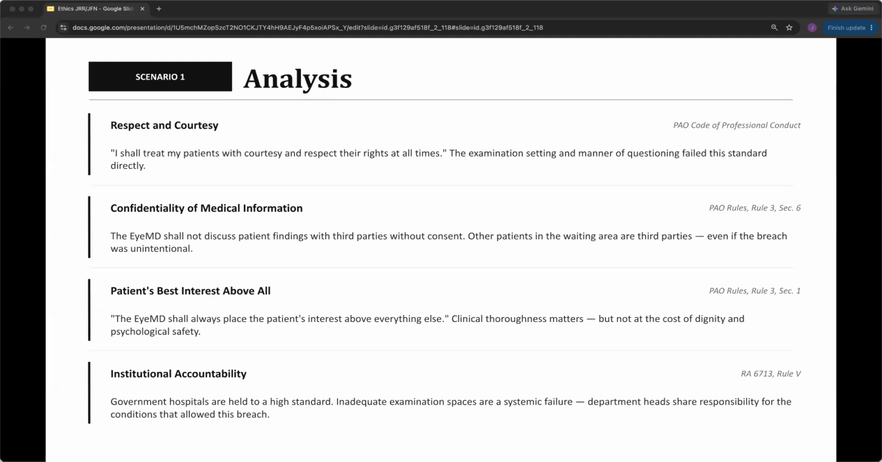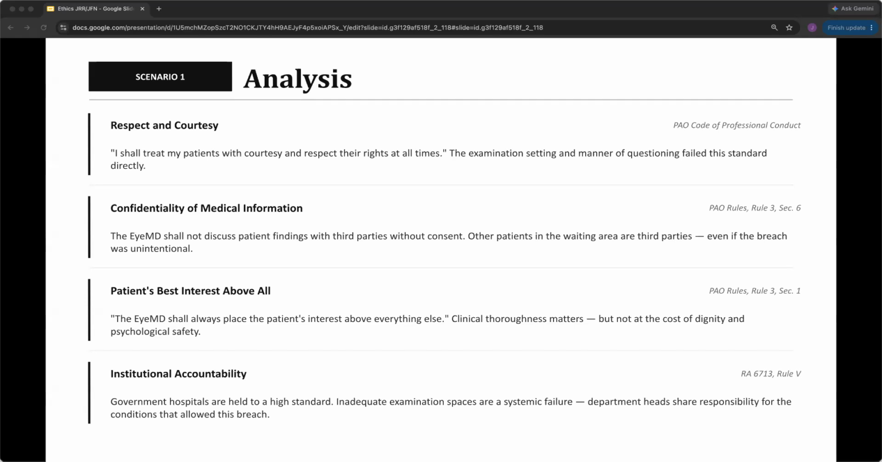The resident bears responsibility for how the conversation was conducted. Rule 3, Section 1 states that the IMD must always place the patient's interests first, including protecting the patient's privacy and dignity. However, responsibility does not end with the individual clinician. Institutions and departments also have obligations. If examination areas provide inadequate privacy, if residents receive little training on handling sensitive information, or if confidentiality policies are poorly enforced, then system-level failures contribute to the breach. The lesson is that solutions must occur at both levels.